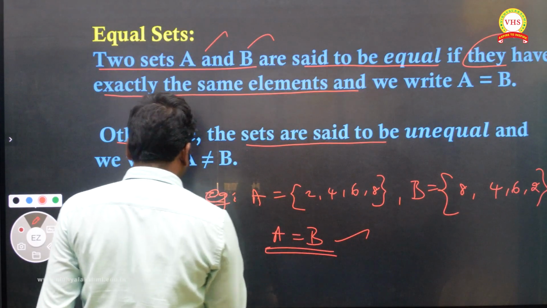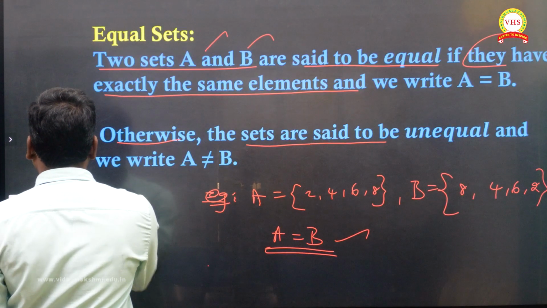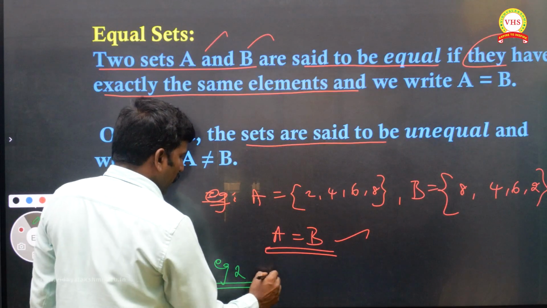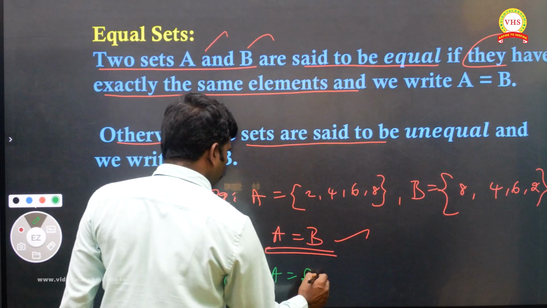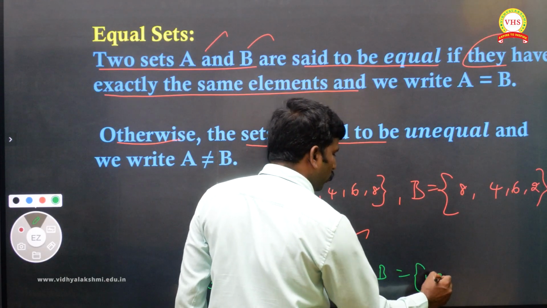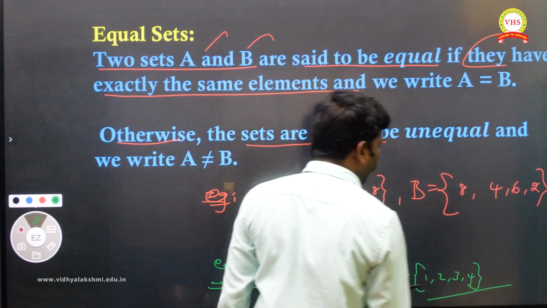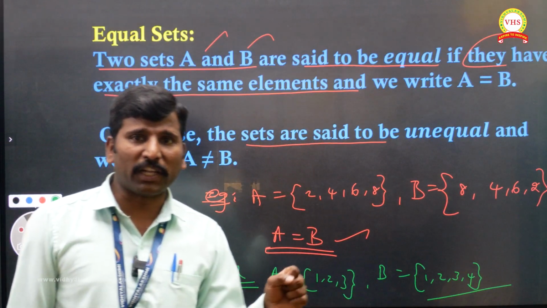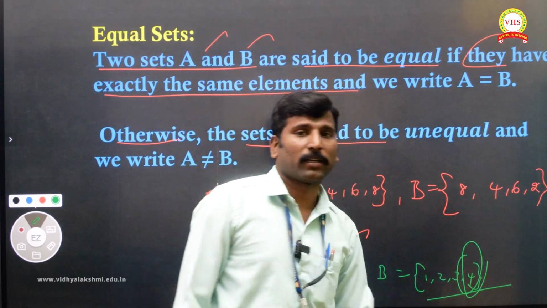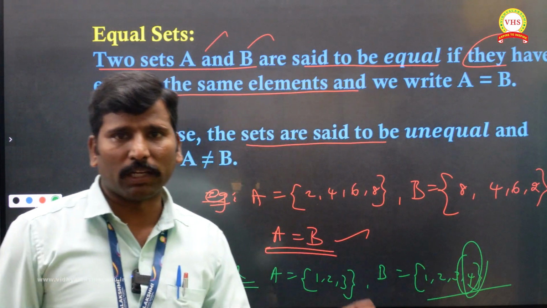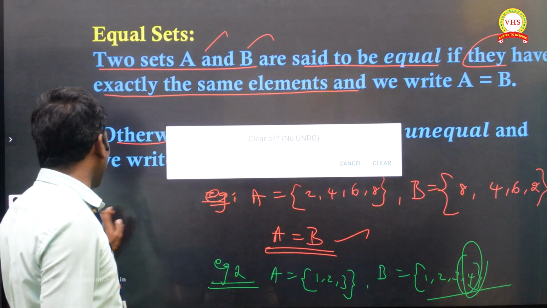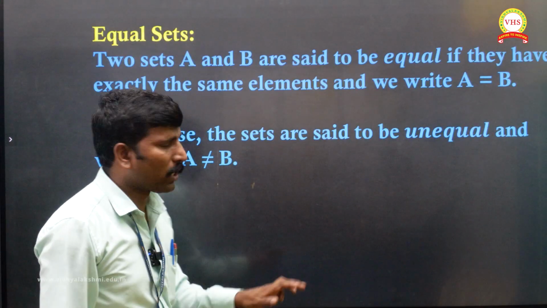Suppose a second example. Here I am giving example 2: if I take A equal to 1, 2, 3, and B is equal to the same 1, 2, 3, and if I write one extra element here, A and B are not equal, because there is one more element here, so that is not equal. So equal differs from unequal. Understand? Exactly the same elements, that we can say are equal sets.